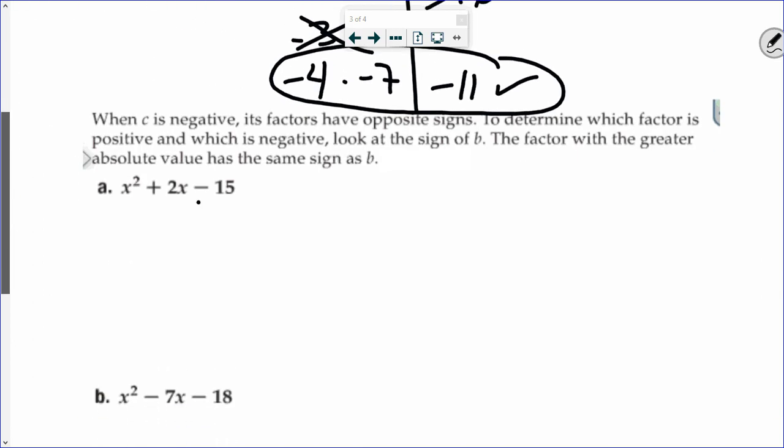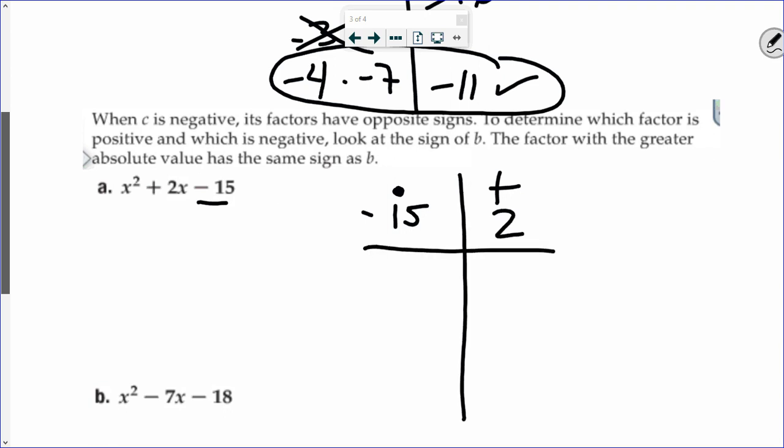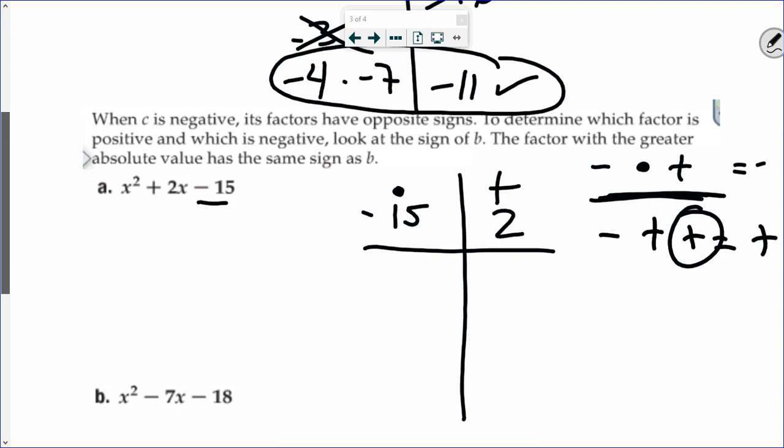Okay, last example. This is the last type of problem, most complicated, certainly. We're looking to multiply to a negative 15 and add to a positive 2. So here we're multiplying to a negative. To multiply to a negative, you would need a negative and a positive number. A negative times a positive results in a negative. So we need opposite signs on our factors. But if we want them to add to a positive, the bigger number is going to have to be the positive. So keep that in mind when we list our factors here.